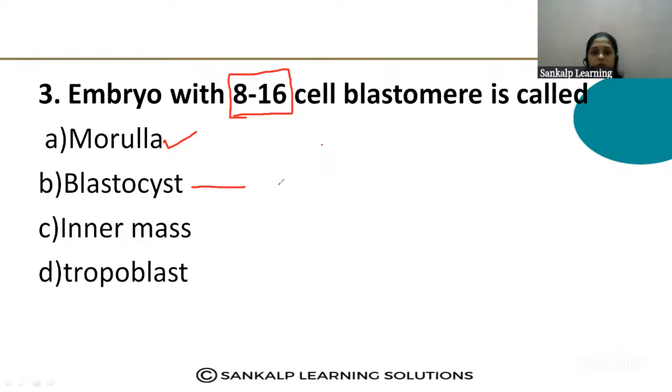Blastocyst. So what is blastocyst? It is not the 8 to 16 cell stage. Blastocyst has the outer layer called the trophoblast, and you can observe the inner cell mass inside the blastocyst. So these three are not the correct answer. Yes, morula.